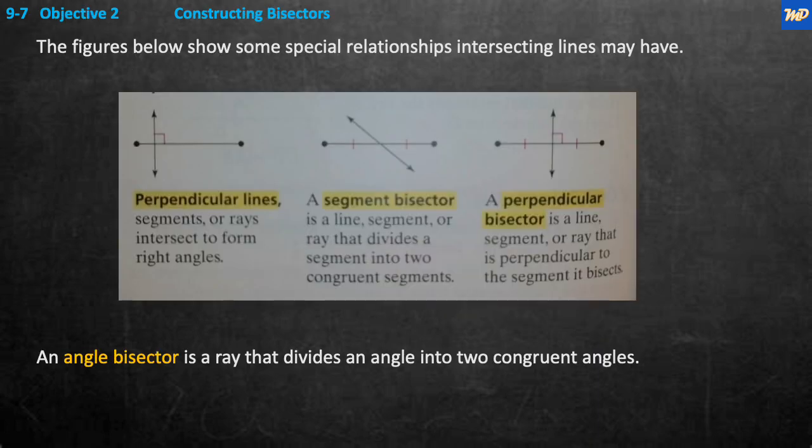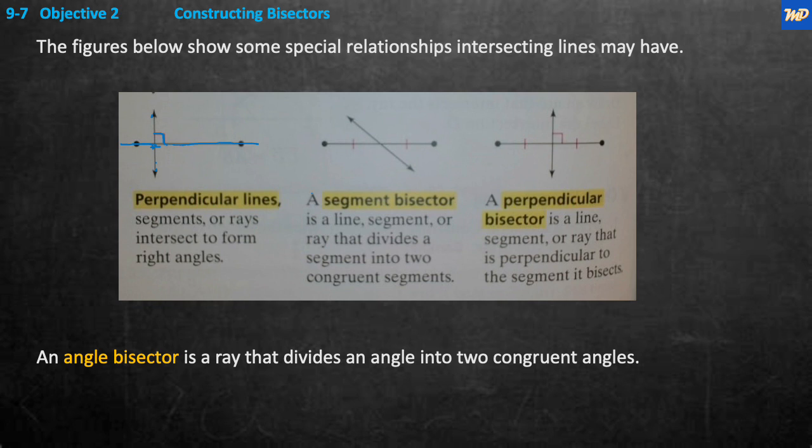Objective 2, constructing bisectors. Now we're going to do some bisecting. So we have almost like definitions here. Perpendicular lines, segments, or rays intersect to form right angles. So here we have it right here. We have our line. There's my pen. So we have this line right here. Okay, it's a segment actually, but it's part of a line. Segments are all part of lines. And here's the perpendicular line that is intersecting this other line. That's perpendicular. It is now intersecting the line at a point that's 90 degrees to that line.